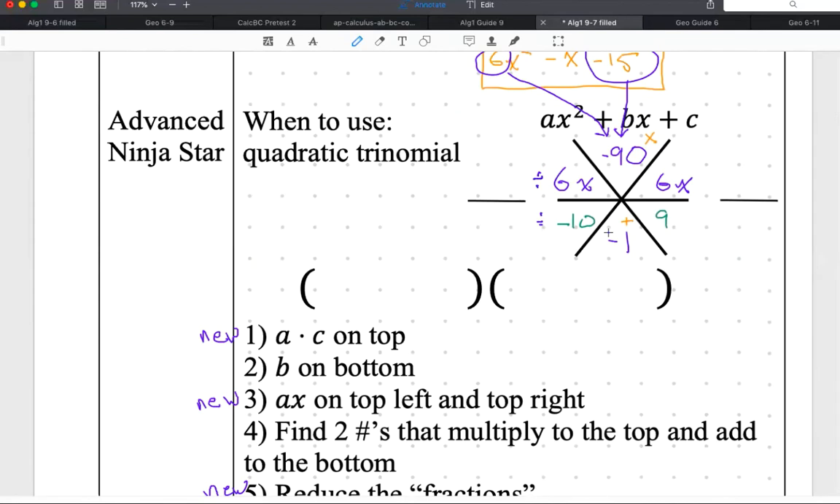Is there a quiet raised hand that can do that just to practice your reducing fractions again? I know that you guys are masters of doing this since like the 7th grade or whenever. What can I divide the top and bottom by?